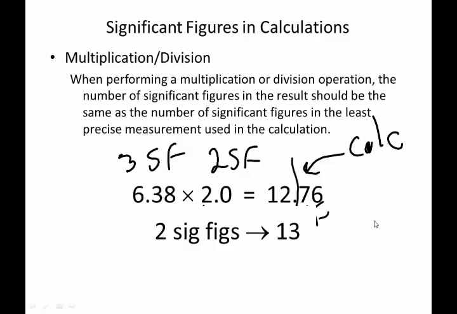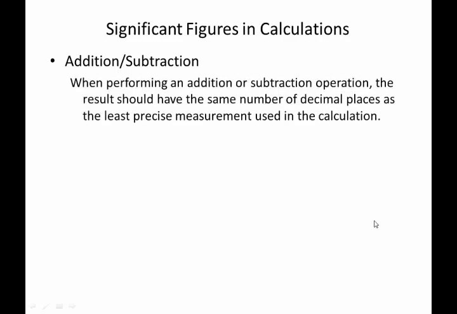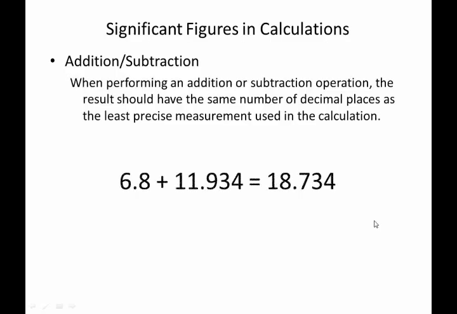So that's one rule. That's the multiplication division rule. The addition subtraction rule is a little weirder, but remember when I talked about significant figures, I talked not only about how many significant figures something has, but also the uncertainty. The addition subtraction rule has to do with uncertainty. So fundamentally, you're looking for the least precise measurement again. You're looking for where the uncertainty is, the fewest decimal places.